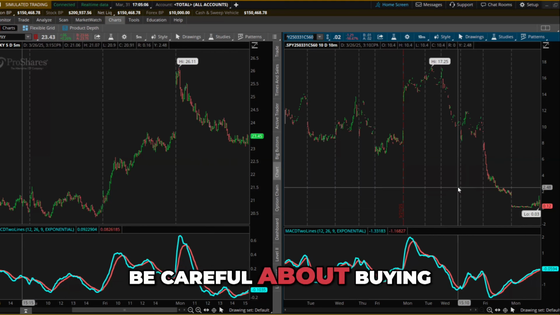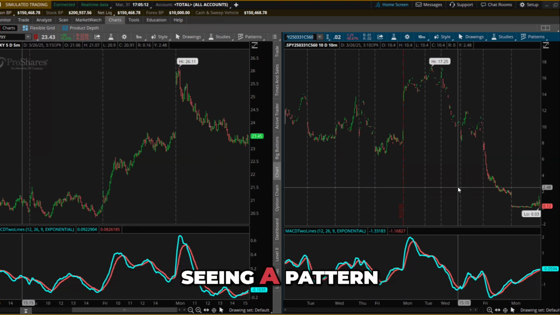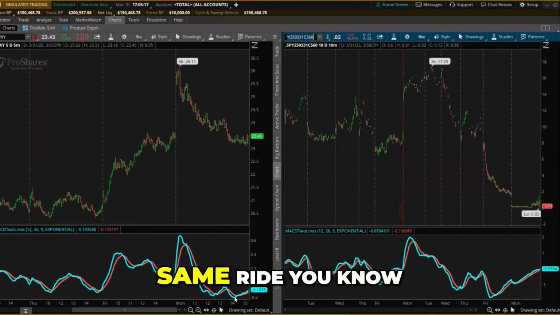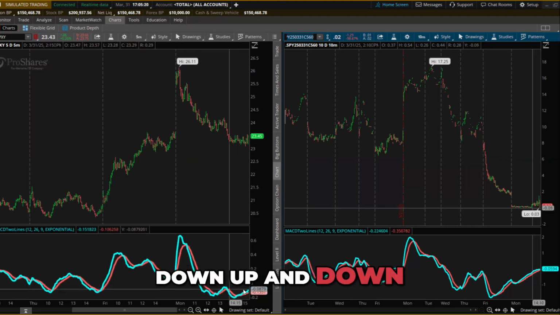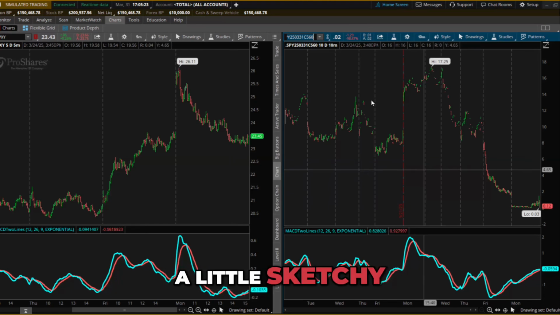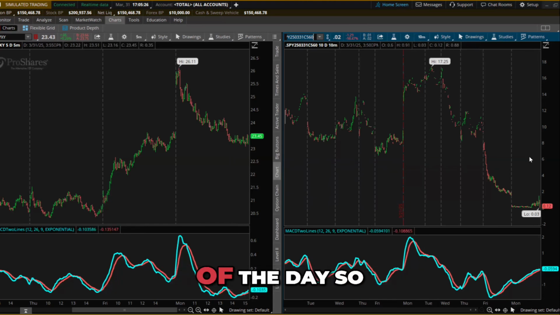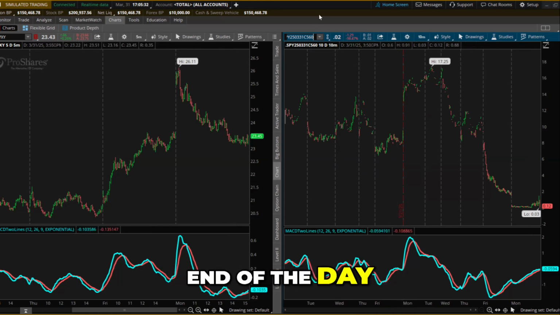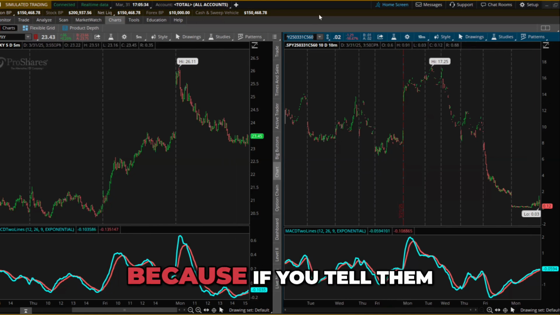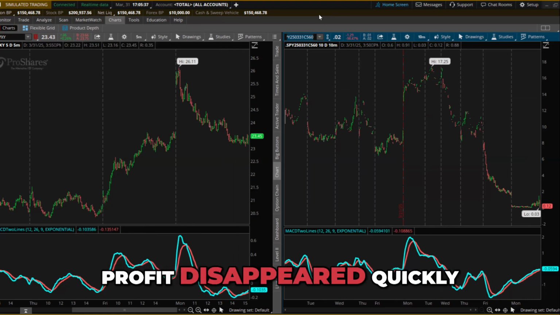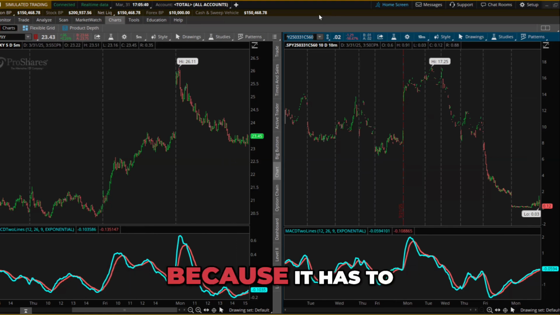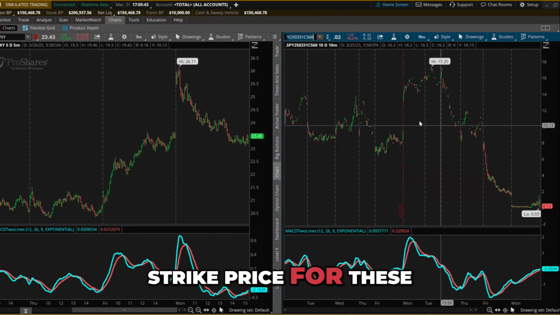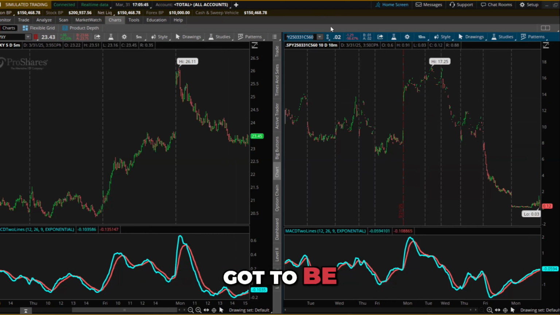So you've got to be careful about buying options, especially when you don't see a pattern and the volatility is not really going along for the same ride, like it's up and down, up and down. I don't know, that's a little sketchy. So that's what you get at the end of the day. You don't hold them till the end of the day, in other words. You get rid of them before the end of the day, and you have a good profit. Because if you held them, the profit disappeared quickly because it has to go over the 560 strike price for these, so it's got to be greatly over it.